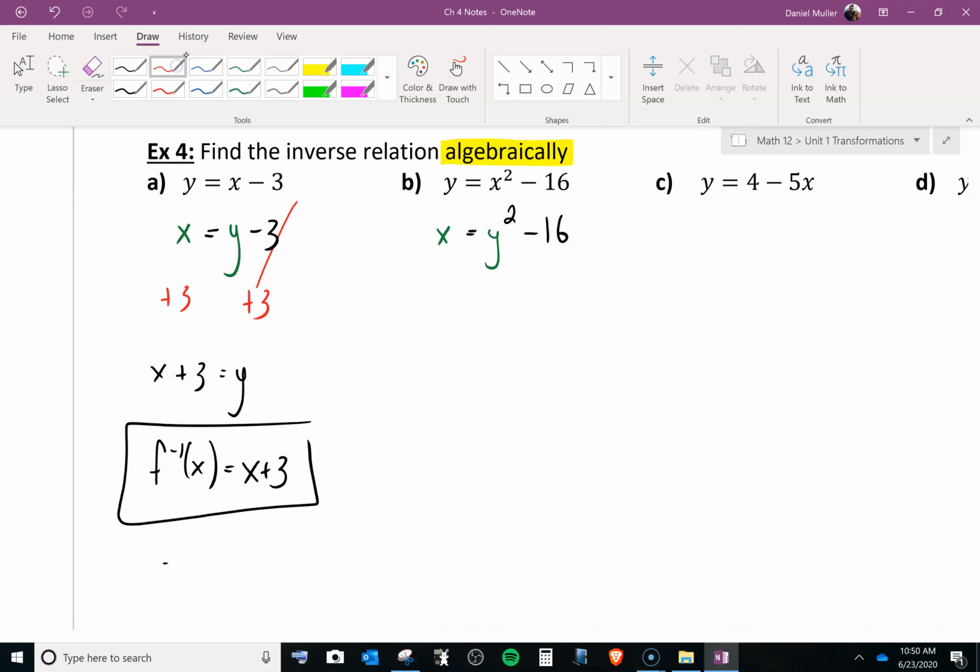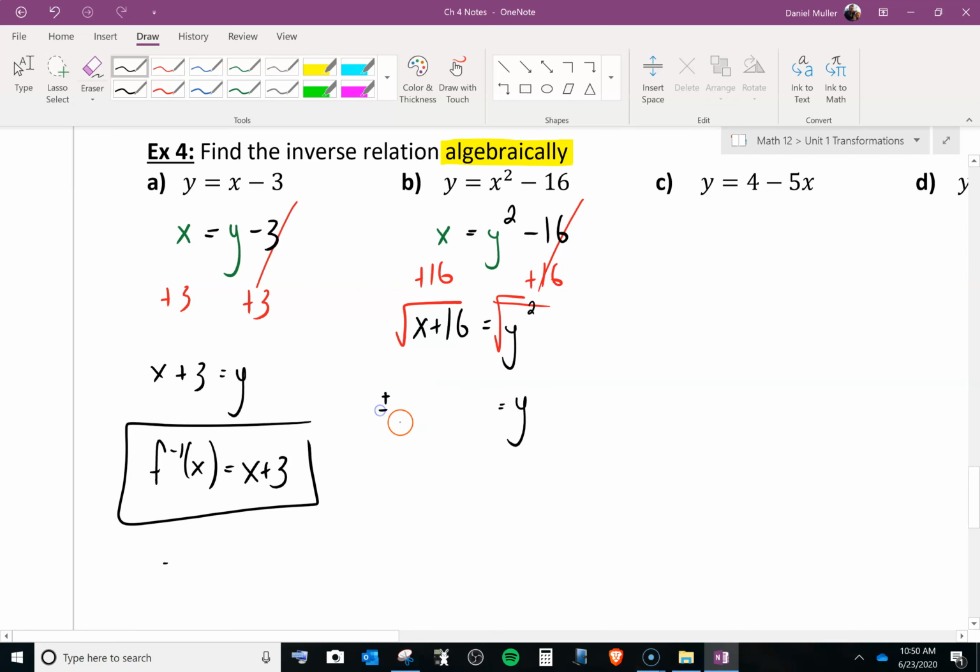And now you need to work backwards BEDMAS. You need to get this y alone. So first we'll move over the 16 by adding it. So I have x plus 16 is equal to y squared. And we can square root. So then you have y equals. Now you probably forget this, but whenever you square root to cancel a square, you're going to get a plus or minus.